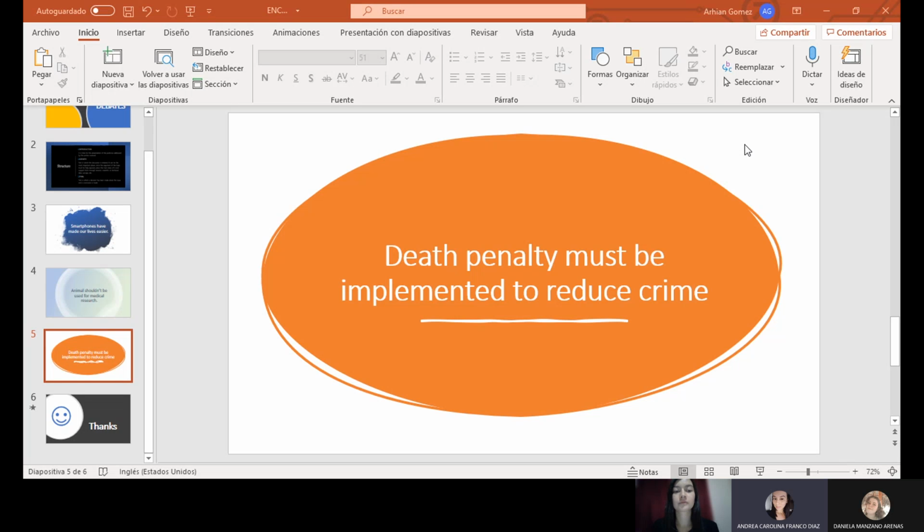Many kids are suffering violation and different types of violence. In that case, I think that a human that rapes an innocent life should die.